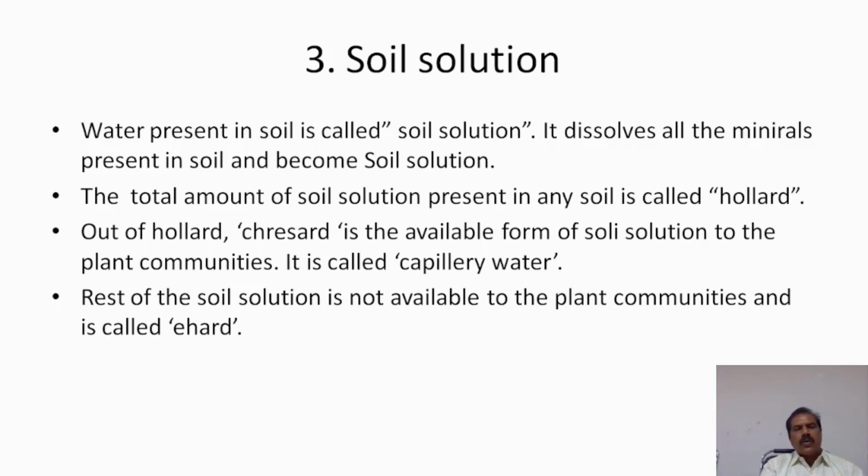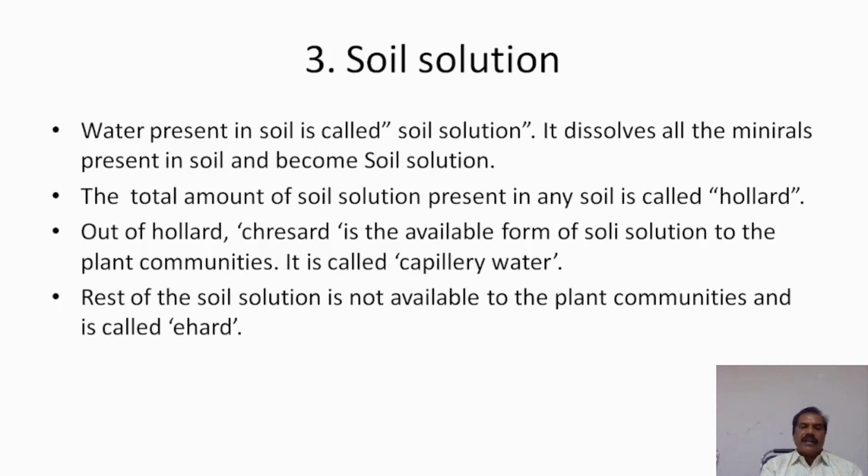But anyway, the total amount of soil solution present in any soil may not be available entirely to the plant communities. First of all, the total amount of soil solution present in any soil is called holard. It may not be available entirely to the plant communities. Only a small portion of the total amount of soil solution is available to the plant communities. The part which is available to the plant communities is called chresard. The rest of the soil solution which is not available to the plant communities is called echard.